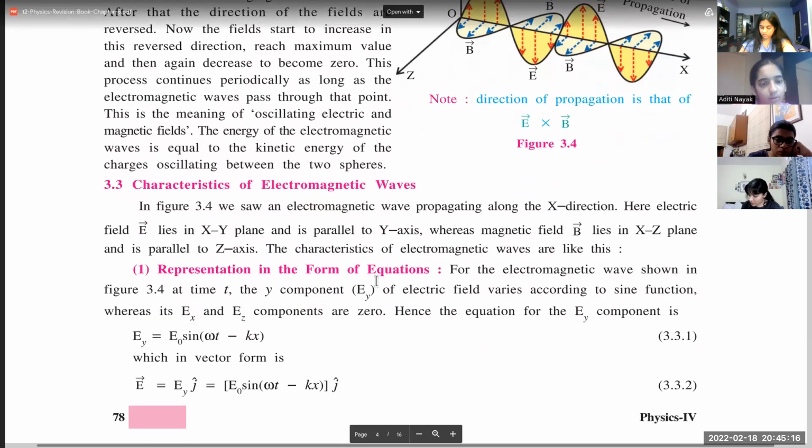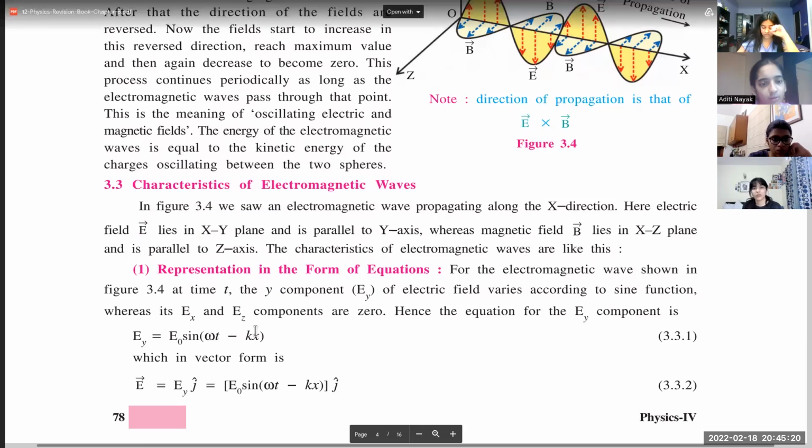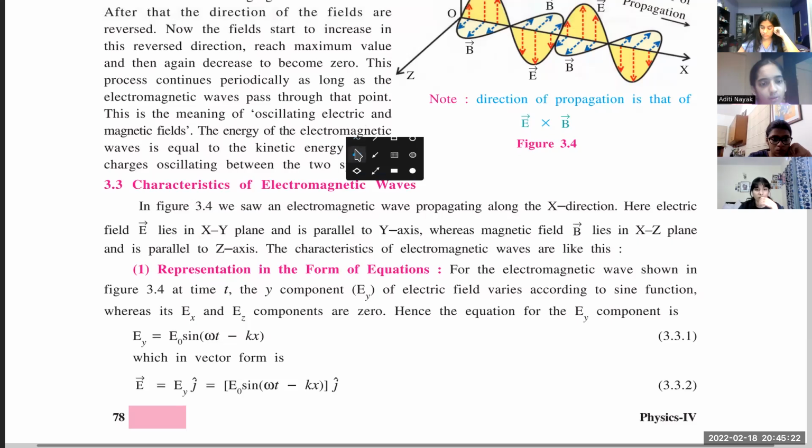Next, I'll explain how you see the direction. Whenever there is a bracket with omega t minus kx, the wave is going in plus x. So the direction in which it is going is given by omega t minus kx, which is plus x.